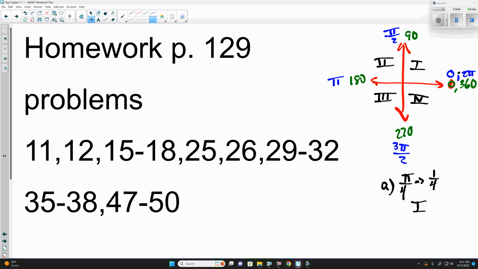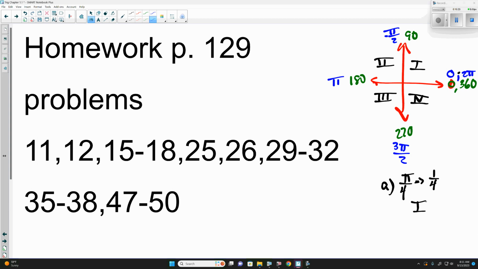So that gets us to 32, 35 through 38, 35 and 36. Convert each radian measure to degrees, or convert each degree to radians. It says do not use a calculator. I don't mind if you use one. And then 37, 38, convert each radian measure to degrees. You can use a calculator for those there. Because that gets us through 38.